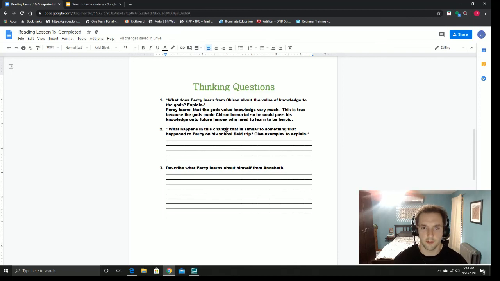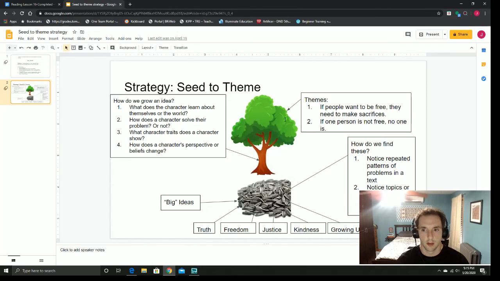What happens in this chapter that is similar to something that happened to Percy on his school field trip? Give examples to explain. Okay? So, this is going to help us find the big idea or the theme topic.